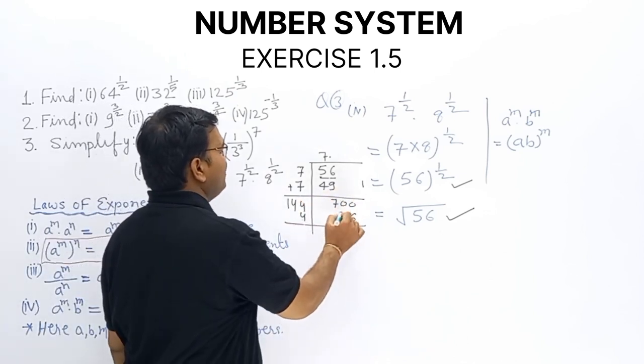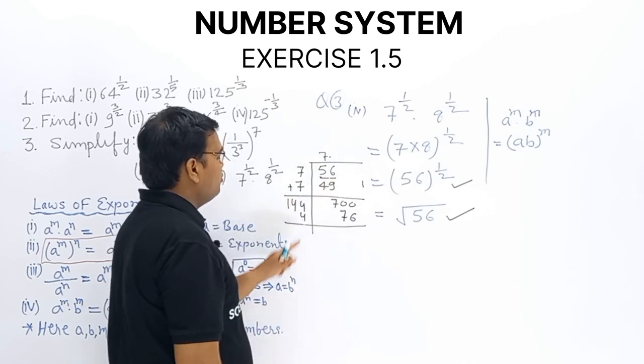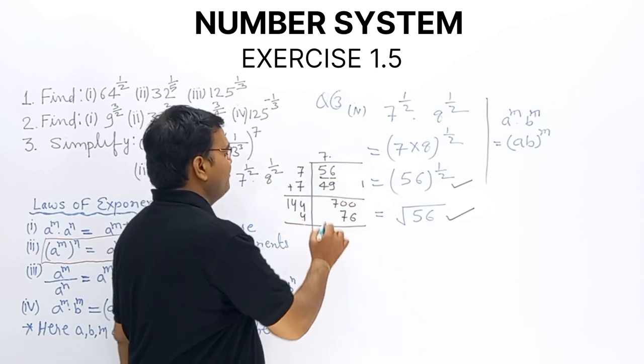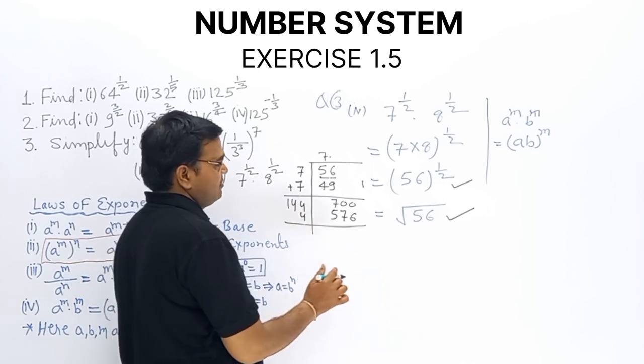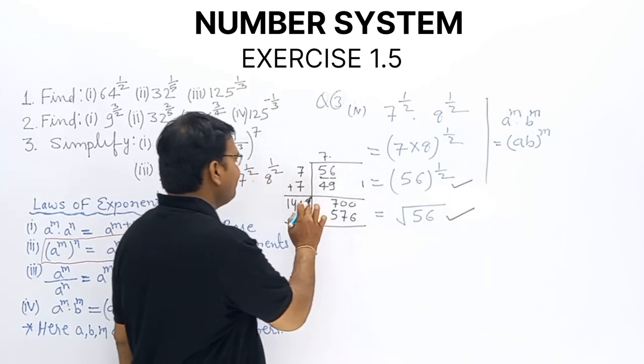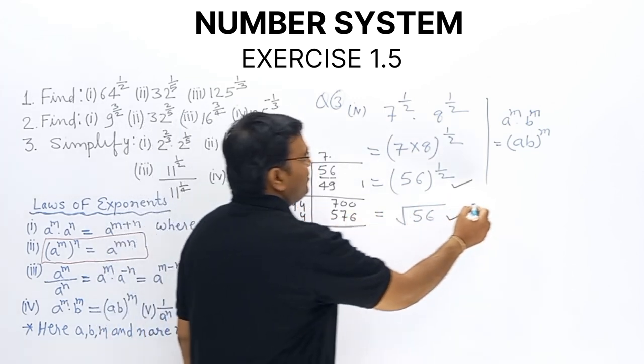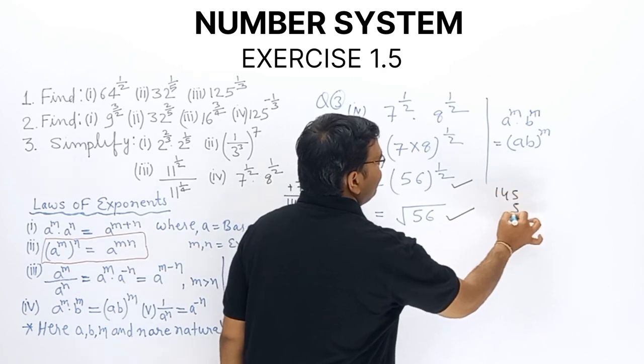16 plus 1, 17. 1 is remaining. 4 1 is 4. 4 plus 1, 5. 56. If we use 5 5 there, then what will happen? Then what will happen? 1 4 5 and 5.